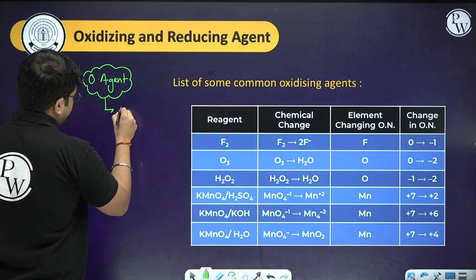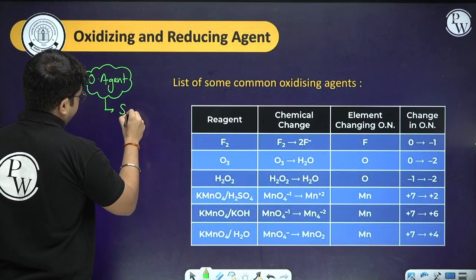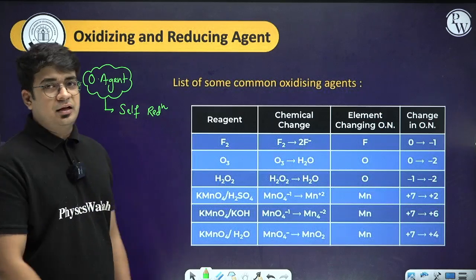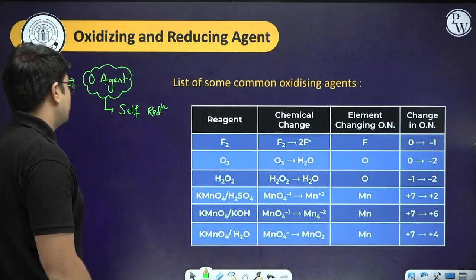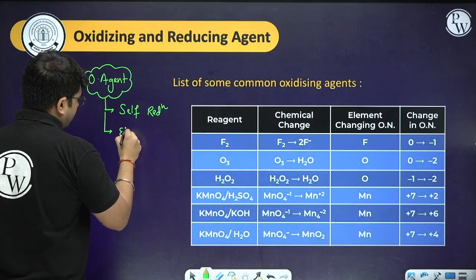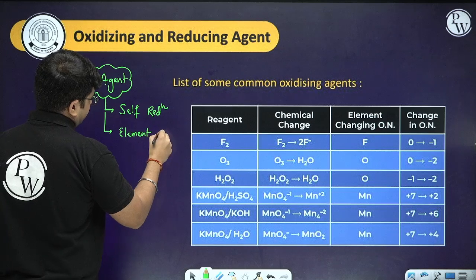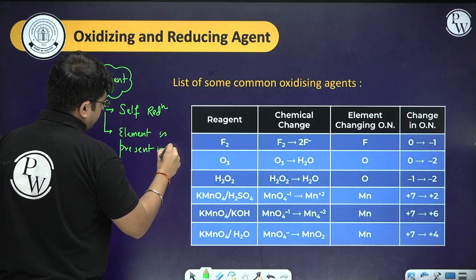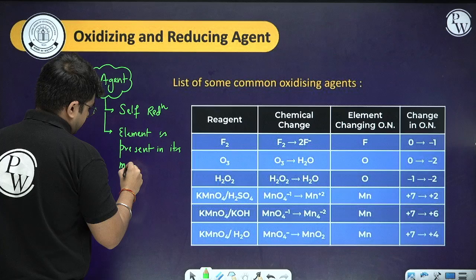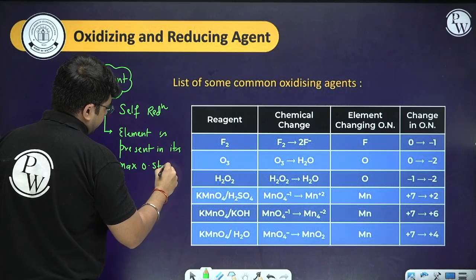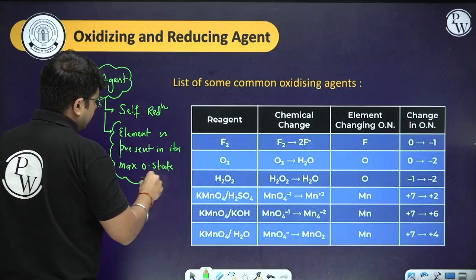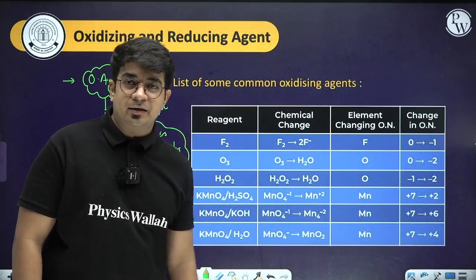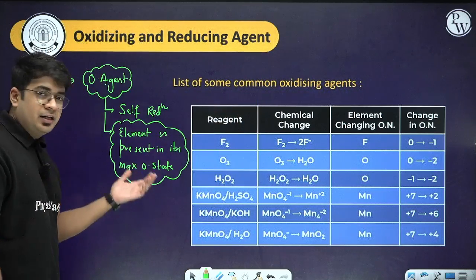Oxidizing agent means self reduction. Self reduction is only possible when they cannot oxidize themselves. So always remember, when a particular element is present in its maximum oxidation state, definitely it will act as an oxidizing agent, because it cannot go beyond that maximum oxidation state. So definitely it's going to reduce itself.